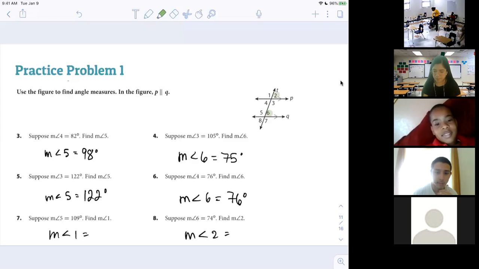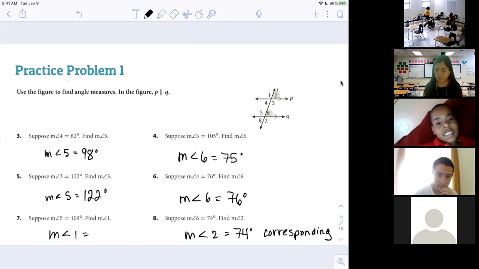Well, I got 74 because they're both, what's that word I'm looking for? They are congruent because they are. It does start with a C. Complementary? Not complementary. I can't think of the word. Corresponding? Yeah, corresponding angles. All right, so those are corresponding.